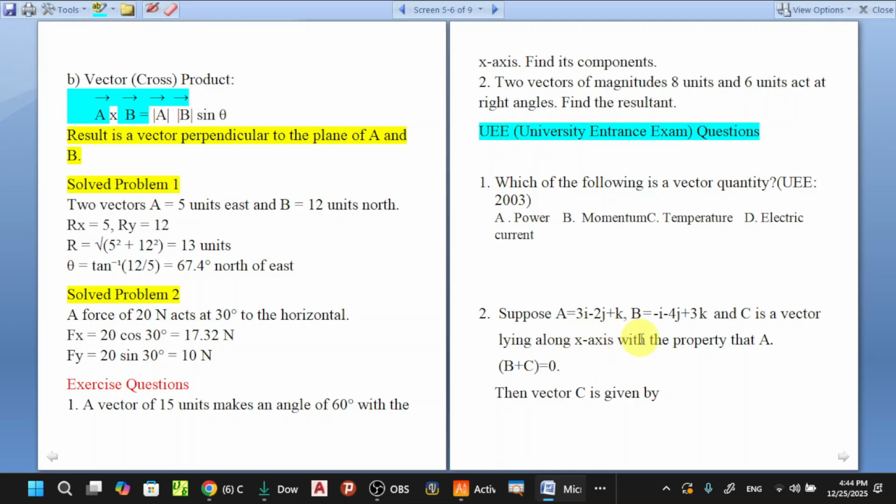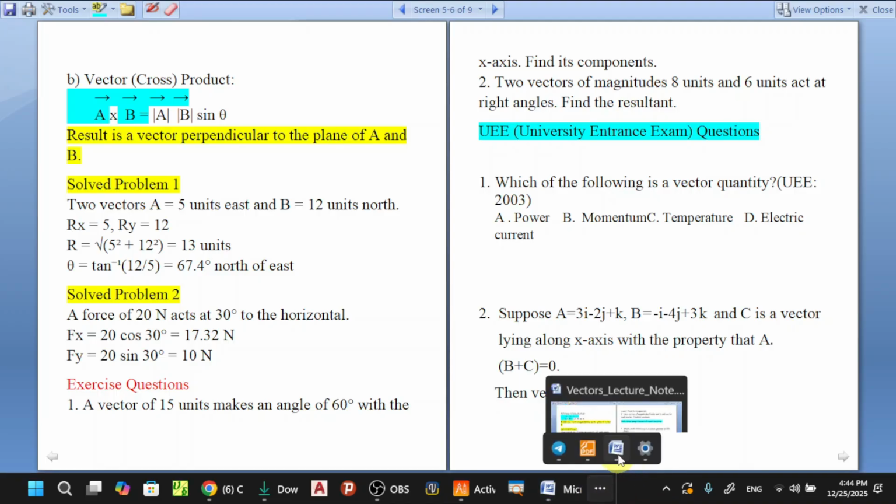So with the property of a dot (b plus c) is equal to 0, then find vector c. Let's dive into it. I'll show you how to solve this problem.